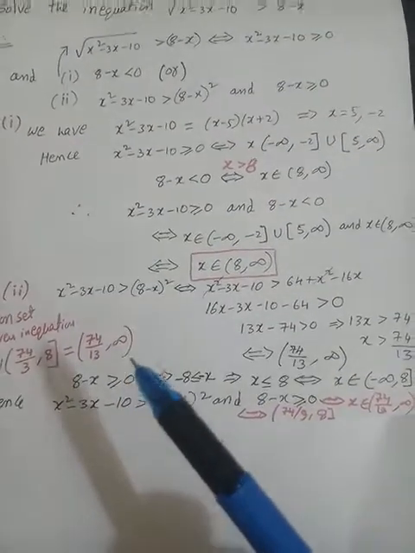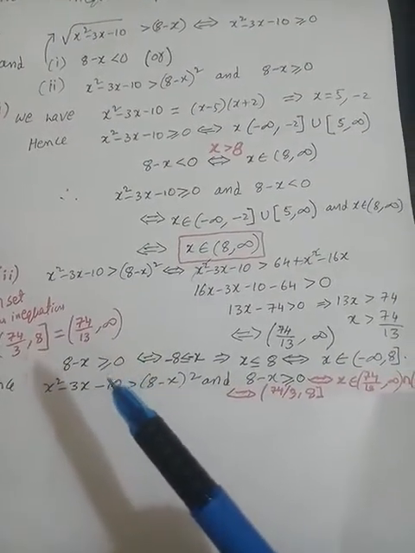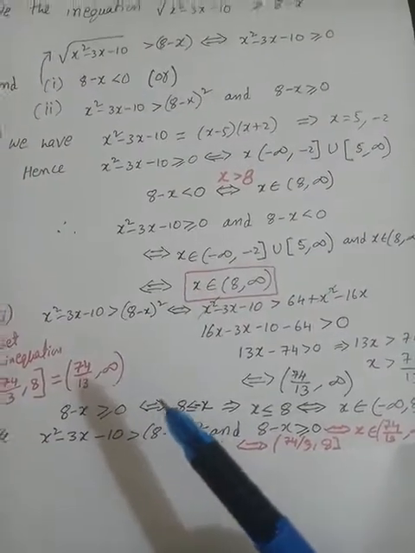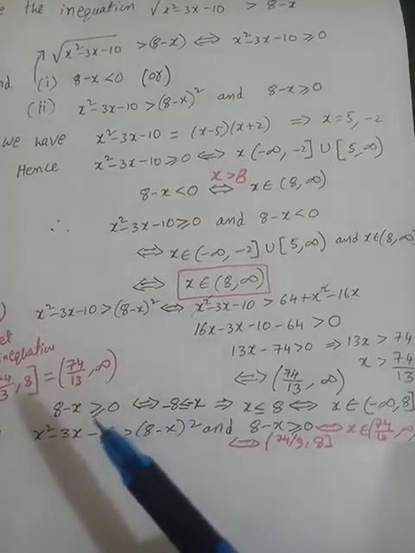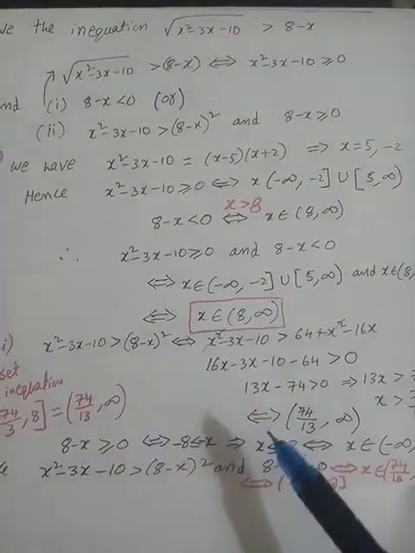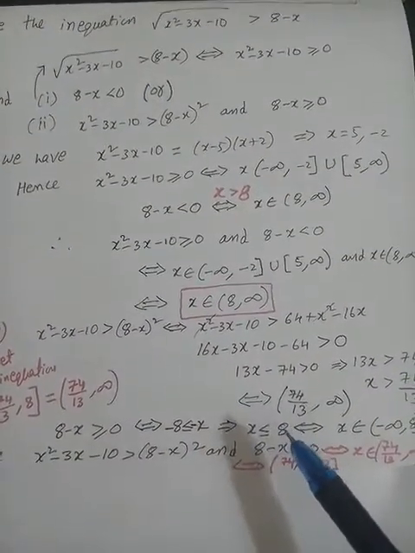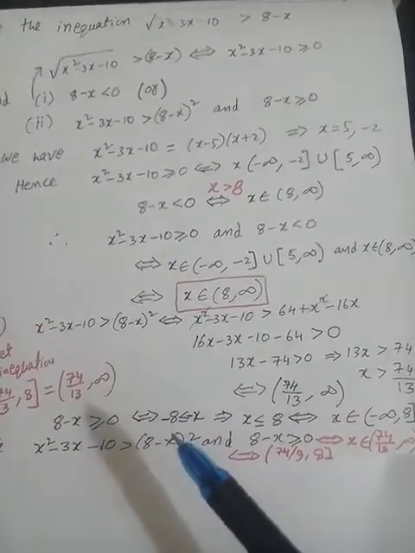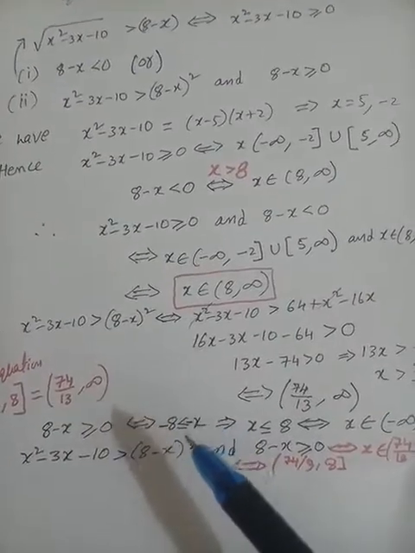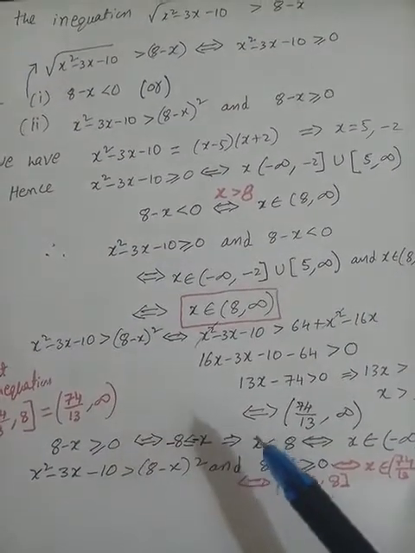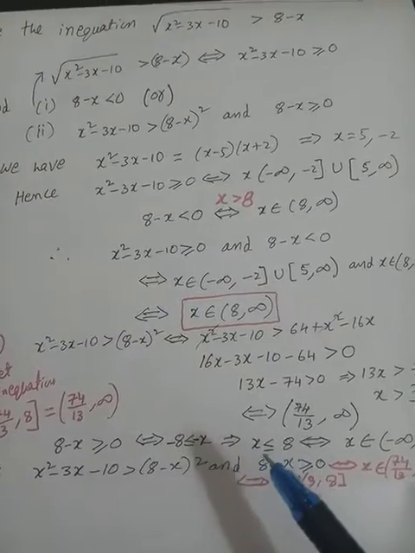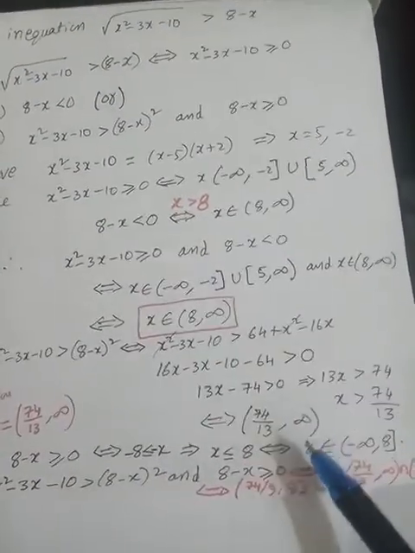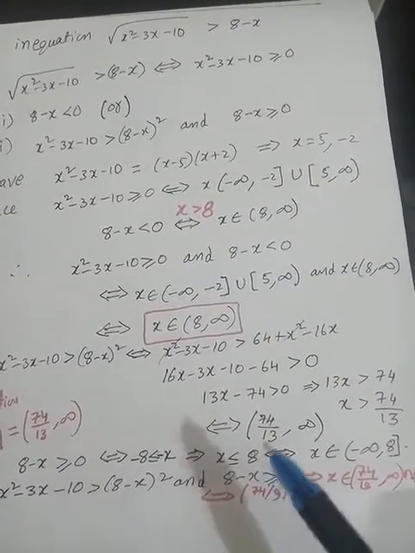Now in the second case itself we have another part, that is 8 minus x greater than or equal to 0. That implies if you bring this minus x to the right hand side, we get 8 greater than or equal to x. This implies the value of x is less than or equal to 8.